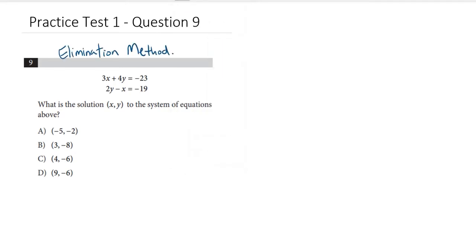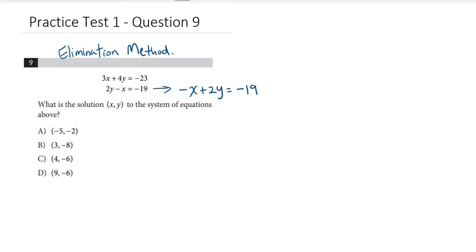elimination method. Okay, so the first equation is starting with the variable x and then y. The second one is in the opposite order. So I'm going to change the order of the variables so we can eliminate the variable vertically. I'm going to rewrite the second equation as negative x plus 2y is negative 19. To eliminate one of the variables, the better one is, I think, the y, so that I just need to multiply it by 2 to have the same coefficients.